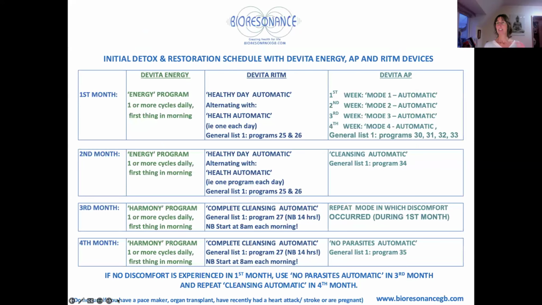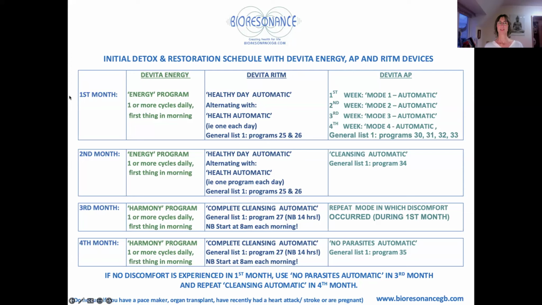And here is a little example. I'm going to give you a few examples here. This is an example, might look a bit confusing, and you don't know what you're looking at, of the initial detox and restoration schedule using these devices. You can see on the left, it says month 1, 2, 3, and 4. And here it tells you which device you're going to work with.